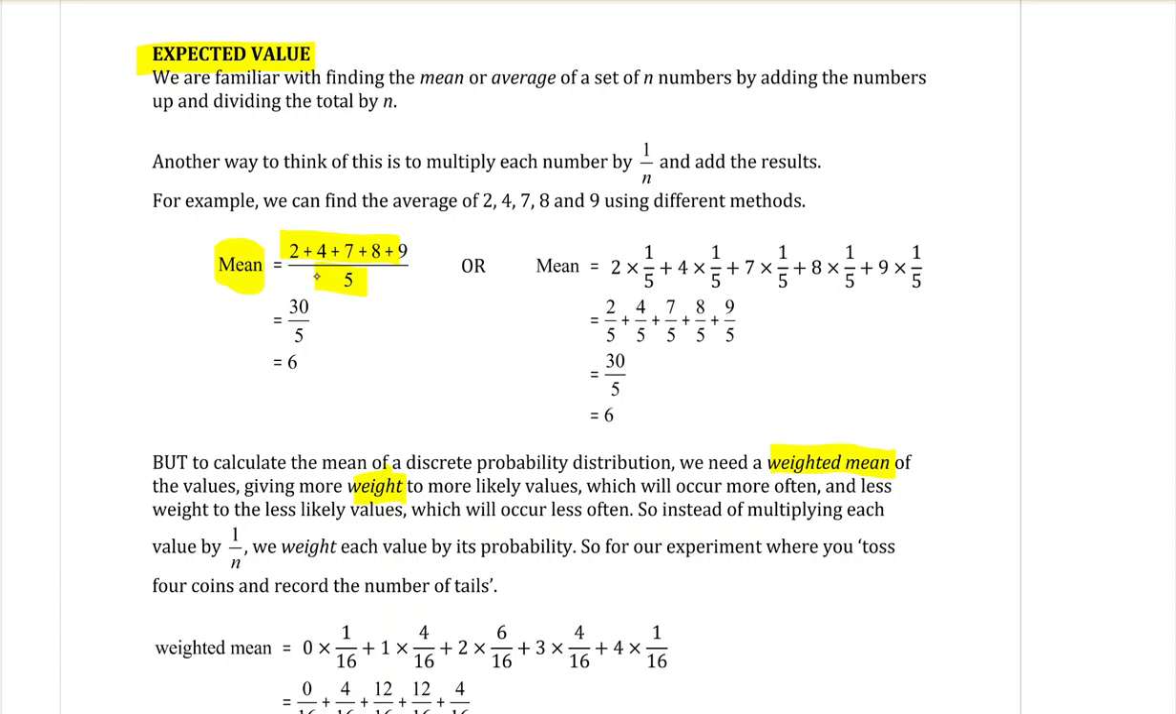So this one is an equally likely one. There are just 5 numbers, and I have a 1 in 5 chance of choosing each number. So I take each score and multiply by 1 out of 5. The second score, times 1 out of 5. And I end up with the same result.